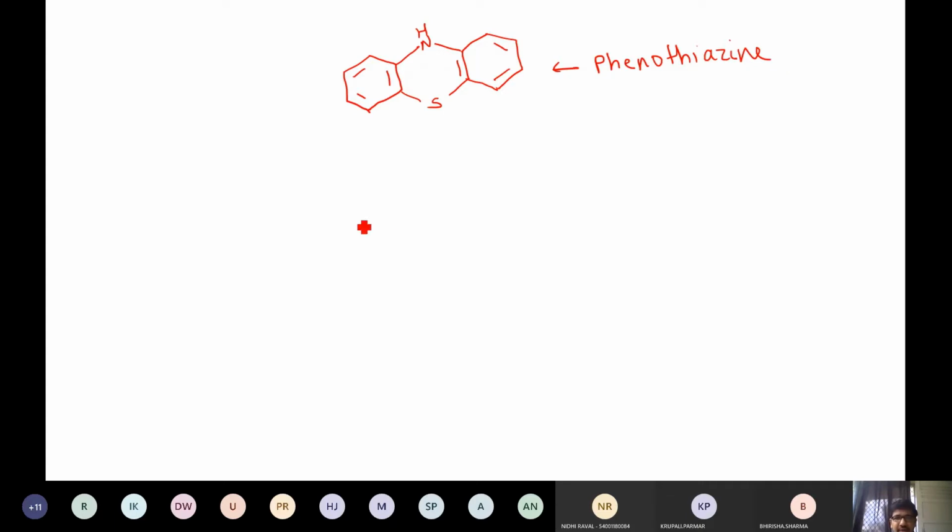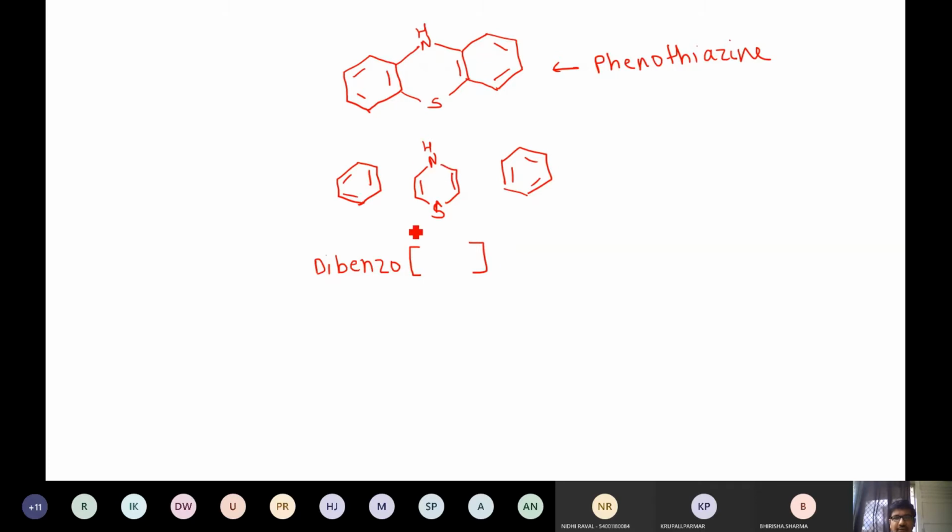So if you separate the 3 rings, okay? So you can draw 2 benzene rings right here, and in between phenothiazine or the thiazine ring. Yes. Is that correct? Everyone? Yes, sir. Okay. So whenever you have 2 benzene rings, you can put dibenzo, something in bracket.